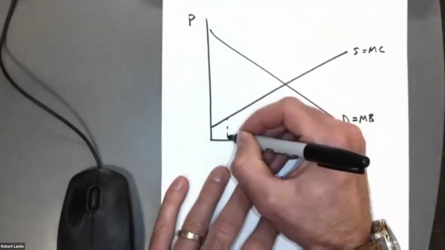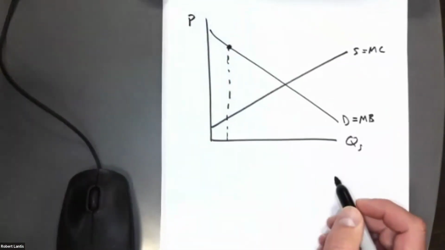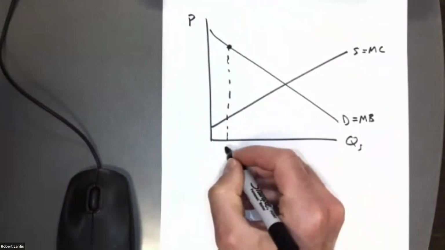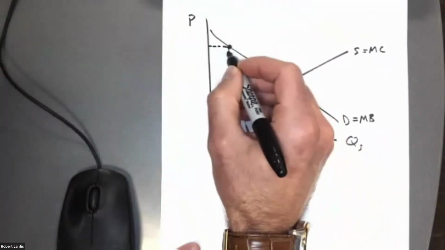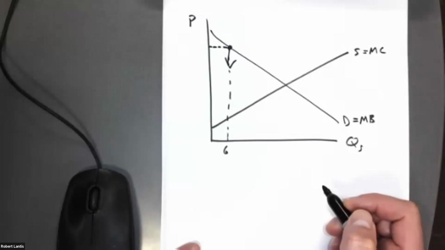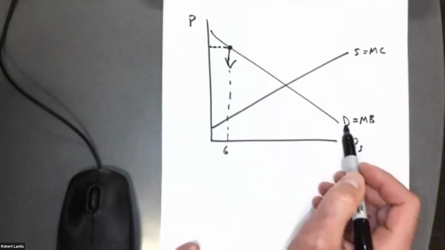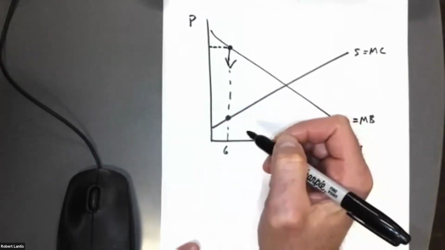So if you think about a unit down here, what price would someone be willing to buy, say, this 6th unit at? Well, really, any price below this point. Because as long as the price is below or equal to their marginal benefit, they would choose to buy it. Well, what about who would be willing to supply this?